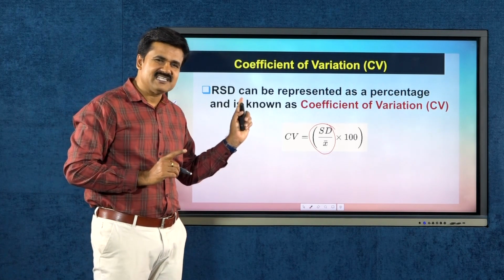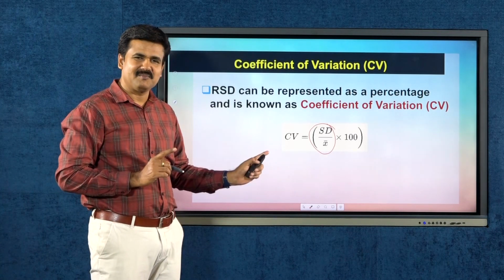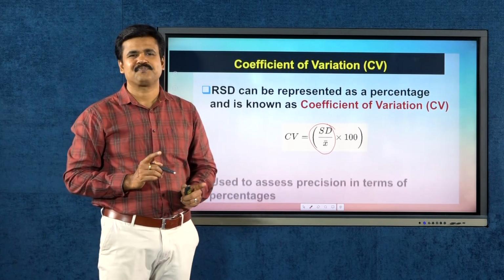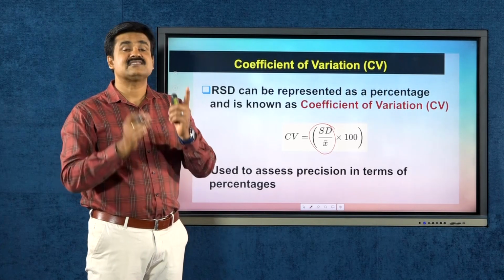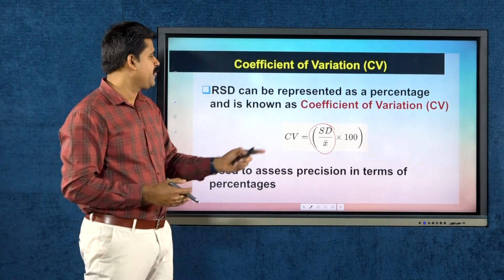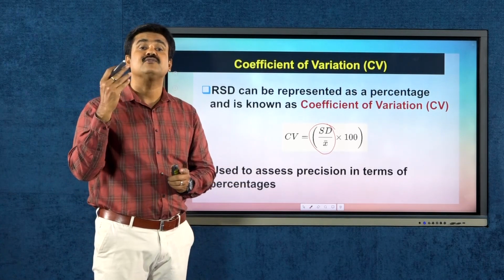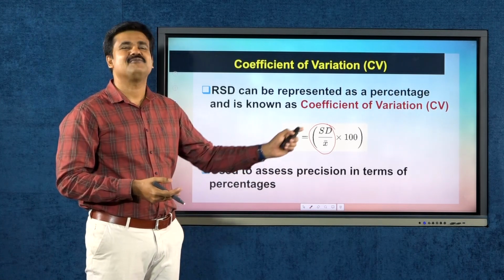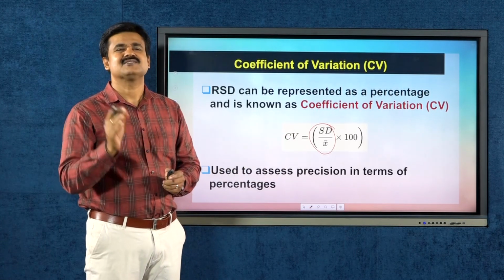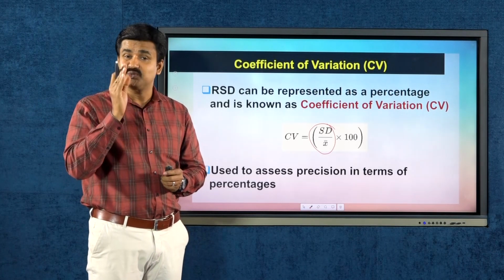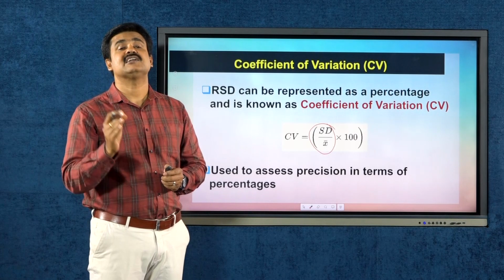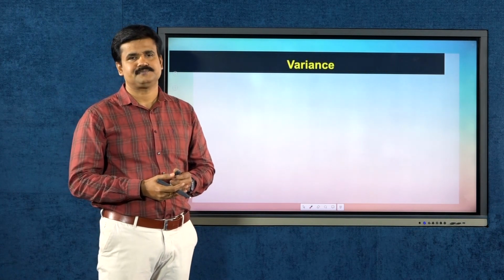This equation is very important. You have to remember it, you have to keep it very well. This coefficient of variation or CV is used to assess precision in terms of percentage. Here the final value is a percentage. So, it is used to assess precision. CV is used to assess precision in terms of percentage.